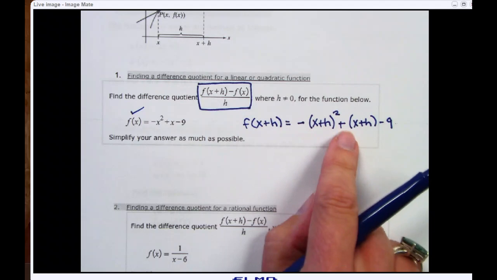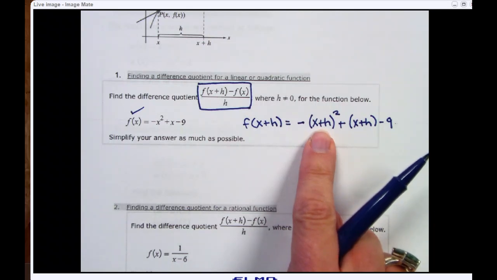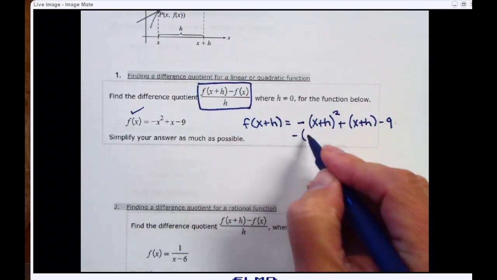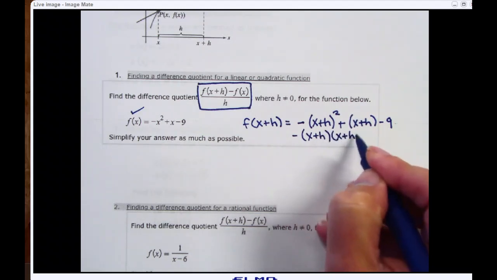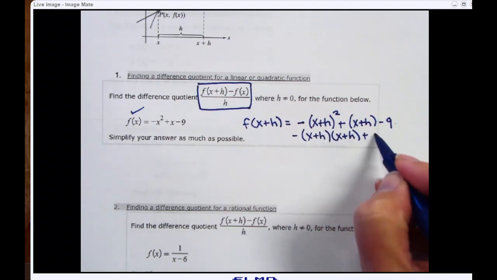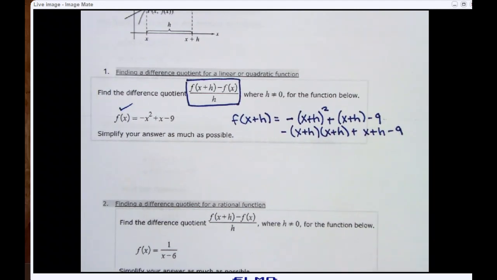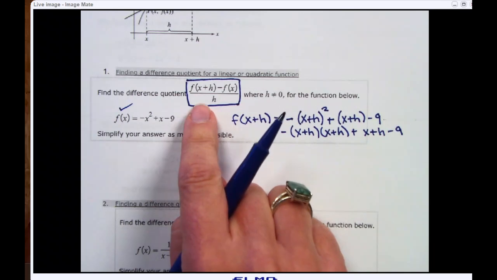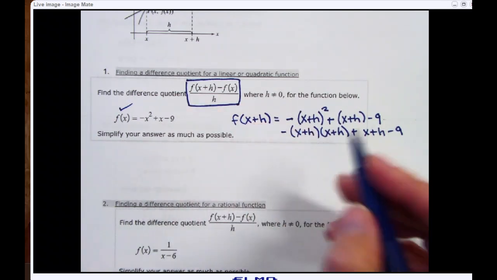A couple places where this problem could get you in trouble is forgetting that negative out front, and then forgetting how we square x plus h. You've got to times it by itself. Remember, you cannot distribute an exponent. So we haven't even started setting up our difference quotient yet. We're still working on simplifying f of x plus h.